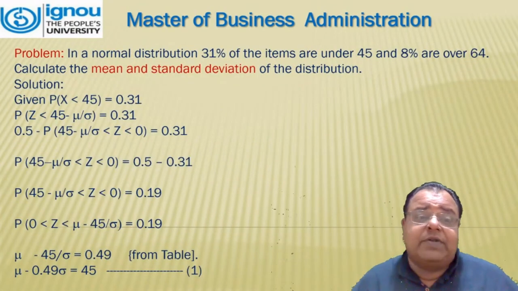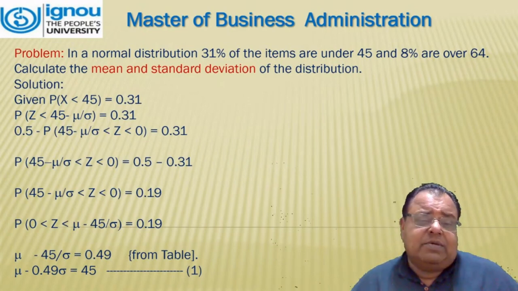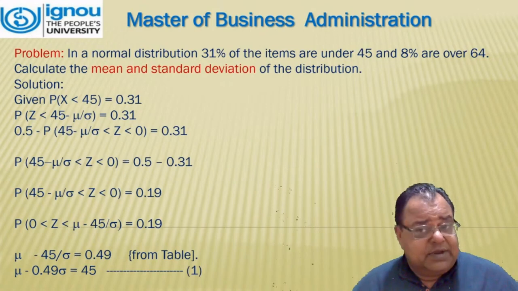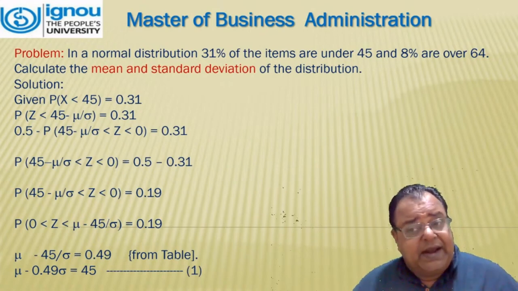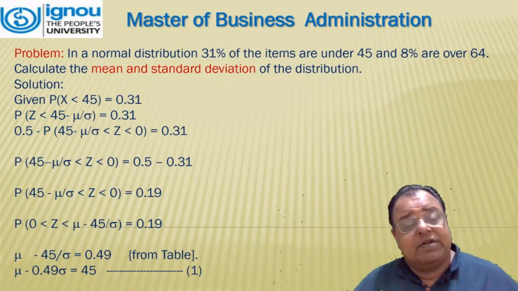Now, another problem which is related to normal distribution. In a normal distribution, 35% of the items are under 45 and 8% are over 64. You are supposed to calculate the mean and standard deviation of the distribution.